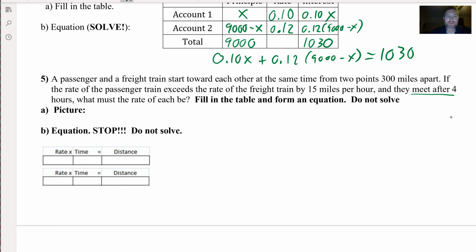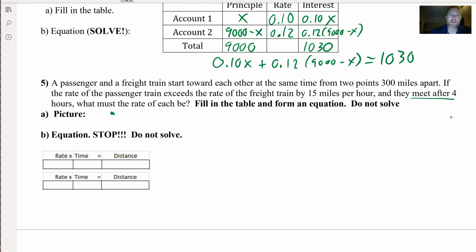So it says a passenger train and a freight train start towards each other at the same time from 2 points 300 miles apart. So this is 300 miles apart, and they are traveling towards each other. This is going to be our equation. So it's saying here that this distance plus this distance would have to be this distance. So the distance traveled by the passenger train plus the distance traveled by the freight train would have to be 300.